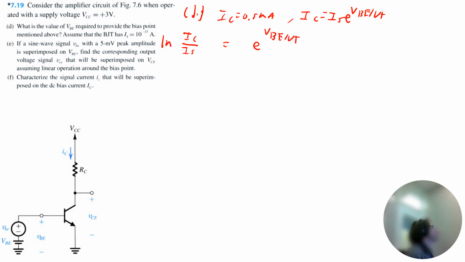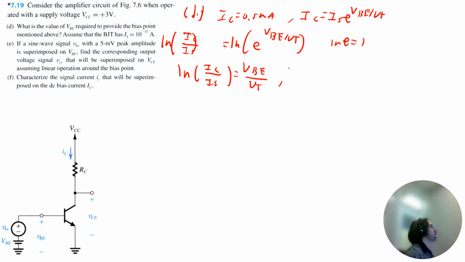We can take the natural log of both sides. So we'll have the natural log of IC divided by IS. Now the exponential will drop to the base. It's equal to VBE divided by VT. And the natural log of e is just 1. So now we just need to multiply VT to the other side. So we get VBE is equal to VT times the natural log of IC divided by IS.